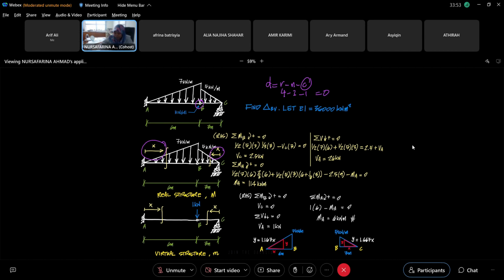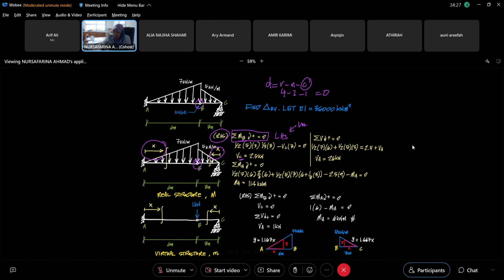So it is determinate. Remember when you have a hinge, moment at hinge is equal to 0. There is no moment. So when you take a moment at B, you can use right hand side ataupun left hand side. Dua-dua pun sama. If a right hand side, of course, you akan dapat VC. Left hand side, you akan dapat VA.